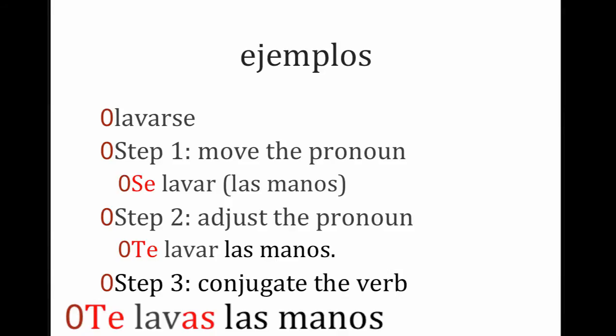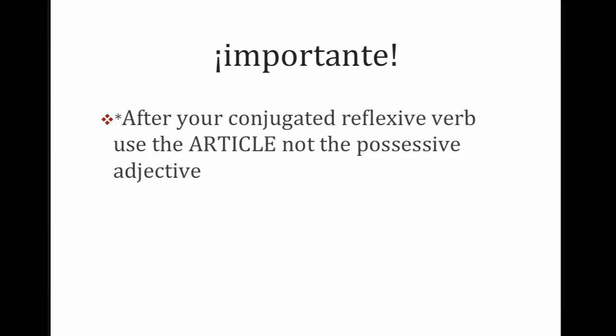Something I want to point out. Es muy importante. When you are using reflexive verbs and after them you have a noun of some sort, whether it be a body part, as in washing the hands, or whether it be something you are using, like I put on makeup with my makeup, when we are using reflexive verbs, you use the article instead of the possessive adjective. For example, te lavas las manos. We're not saying mis manos. You always use las manos.